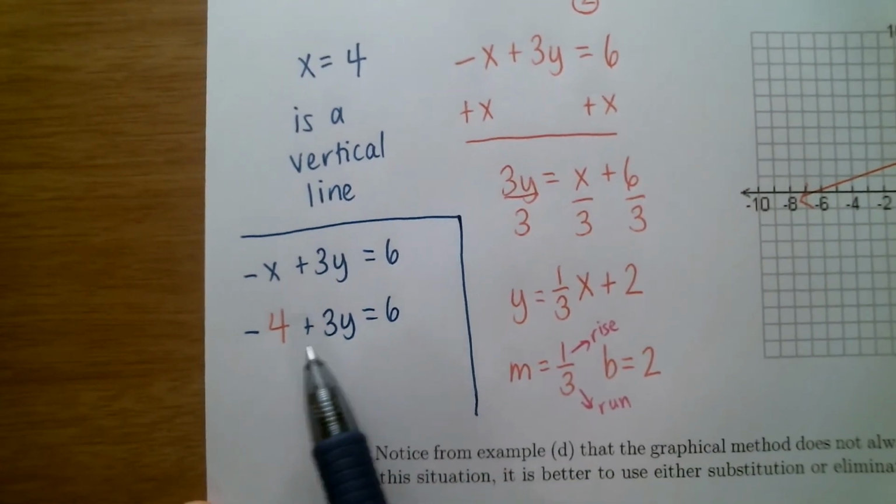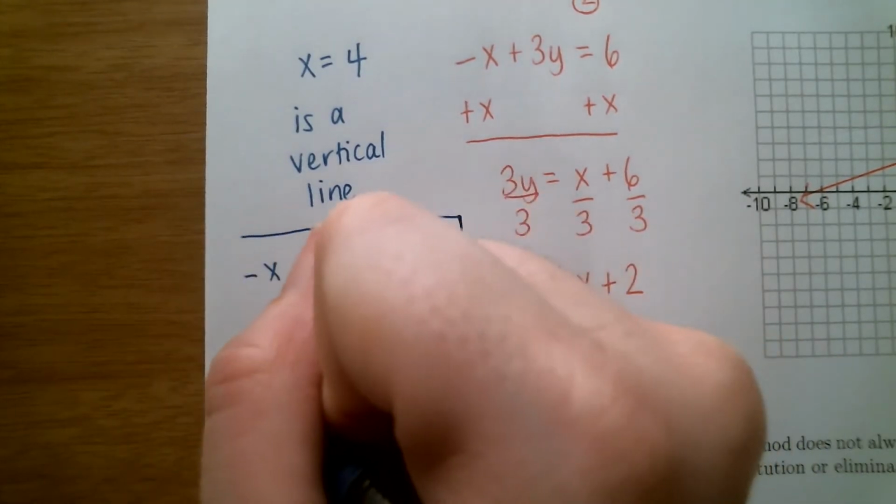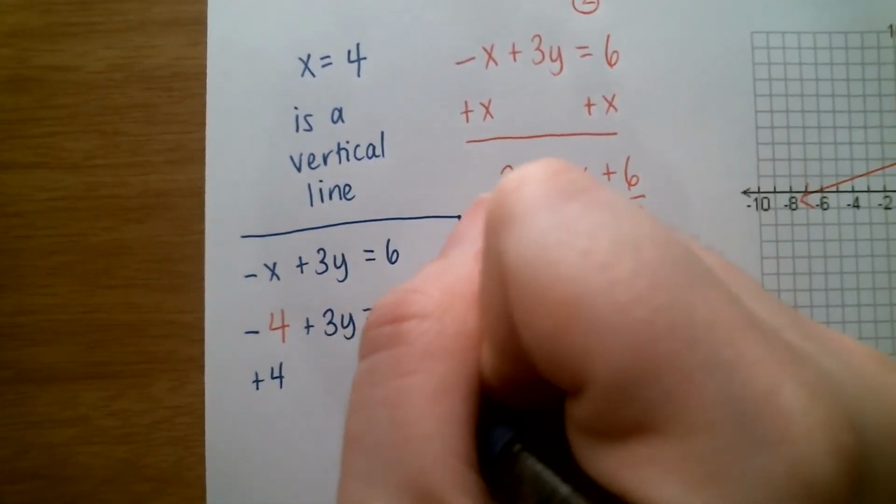Notice you are left with an equation that only contains a y, so you can solve for the y coordinate. We'll add 4 to both sides.